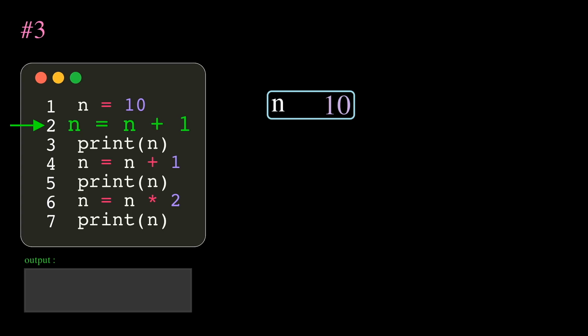Remember our principle that whenever a variable appears on the right-hand side of the equal sign, we treat it as if we're directly treating its value. At this point, n is 10. So line number 2 is basically saying n equals 10 plus 1.